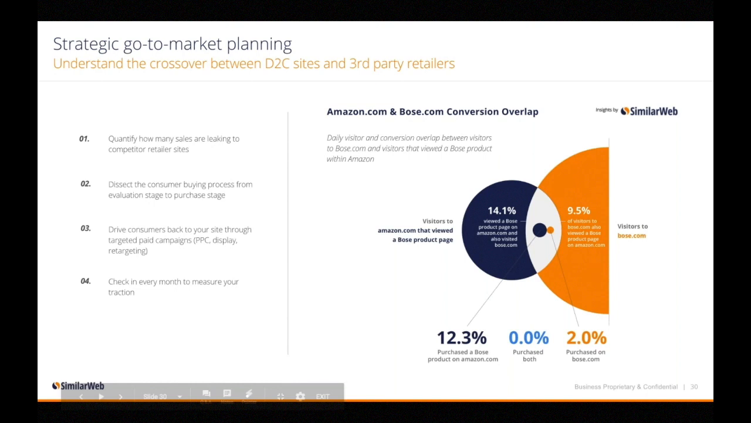So this screen is showing the people that view a Bose product on Amazon in blue, and then the people that view a Bose product on Bose in orange.